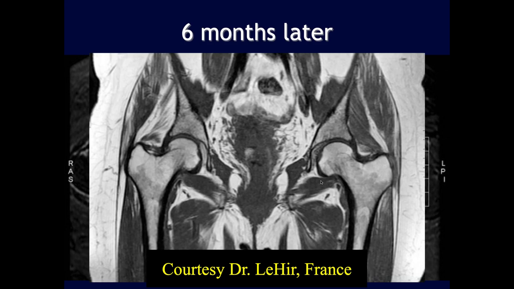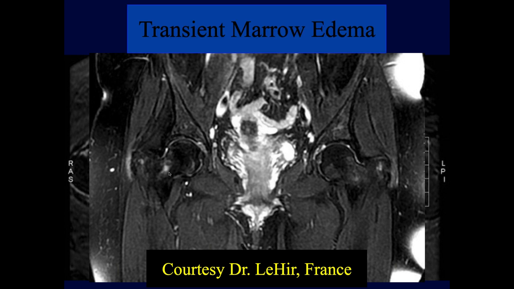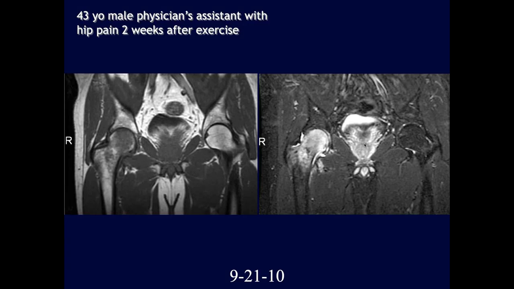Six months later, the signal is now symmetric and there's maybe minimal edema there as well. But there's also a little bit of that similar signal on the left. So then again, this is what's now typical of transient marrow edema syndrome. And if you have a bone scan in these patients, it's very hot. Here's a T1 weighted image, very early studies.